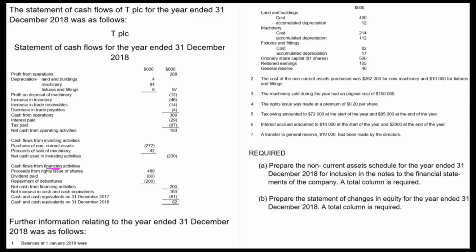So we have been told that proceeds from rights issue of shares is $480,000. But we have also been told that the rights issue was made at a premium of $0.2 per share. We have also been told that the face value or nominal value of shares in this company is $1. Bearing these things in mind, we will now find out how much increase in the share capital and the share premium has been made during the year.